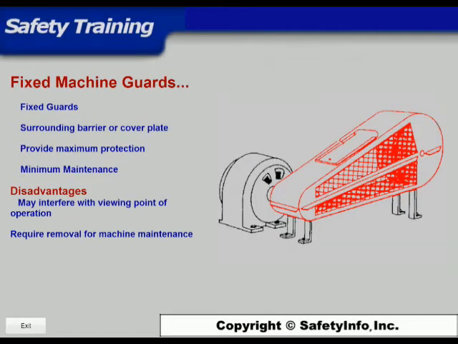There are several categories of machine guards. These are fixed guards, interlocked guards, self-adjusting guards, and automatic guards.